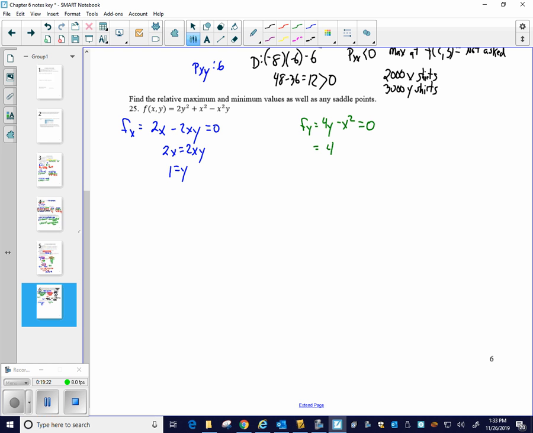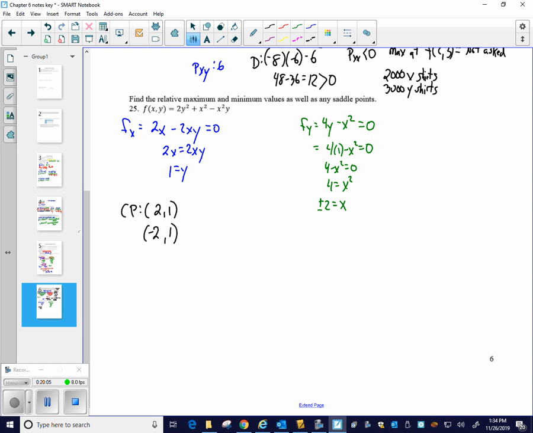So that'll be 4 times 1 minus x squared equals 0. Well, that's 4 minus x squared equals 0. If I add x squared to both sides and then take the square root, I get that x has to equal plus or minus 2. Well, that's interesting, because that means x is positive 2 or x is negative 2. Both of those go with a y value of 1. So I actually have two critical points: a critical point at 2, 1, and also a critical point at -2, 1.